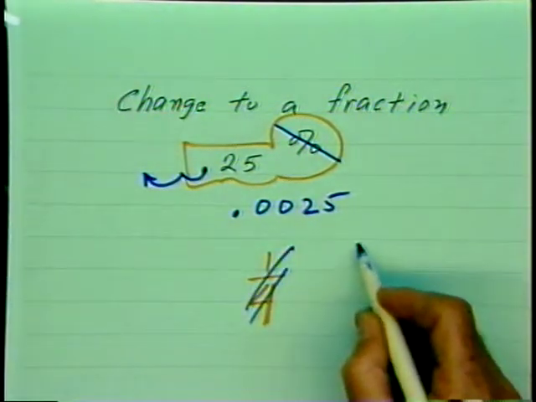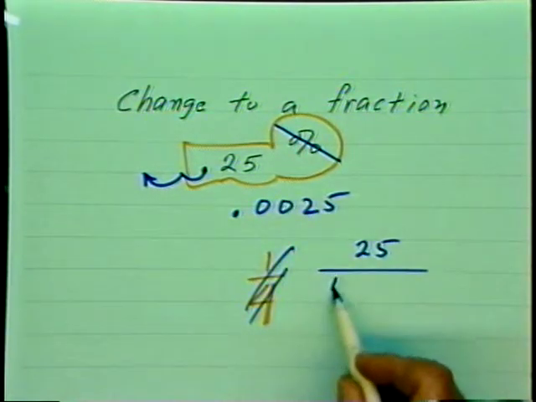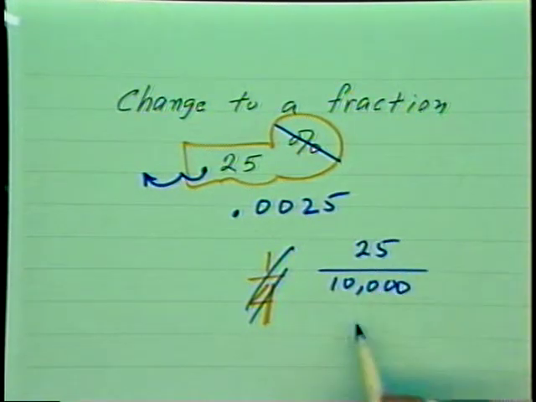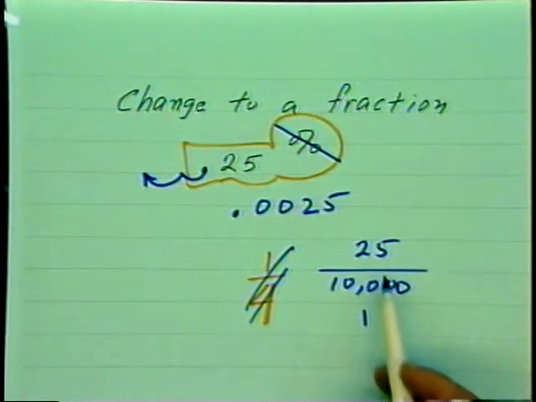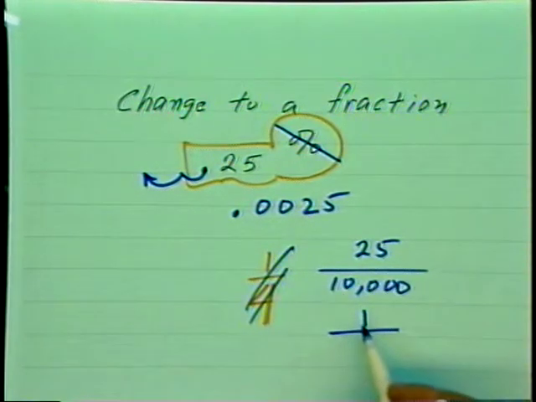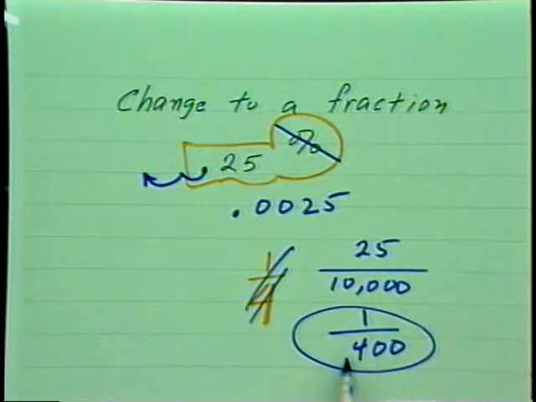Now this is 25 tenths, hundredths, thousandths, 10,000ths, which reduces to 1/400th. And this certainly is not 1/4, isn't it?